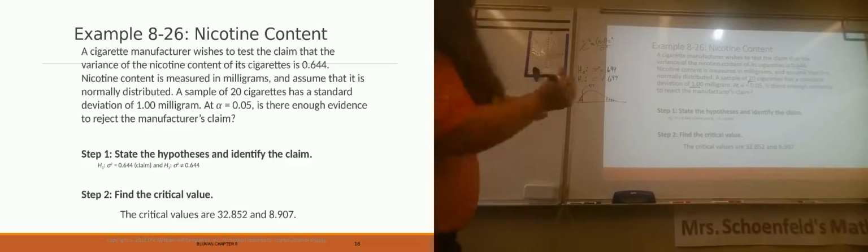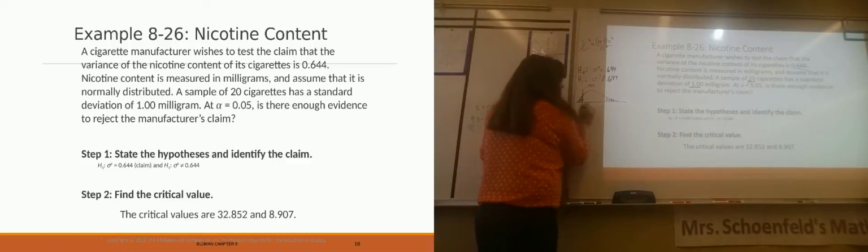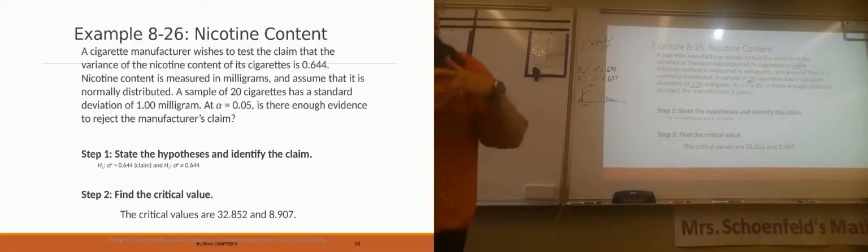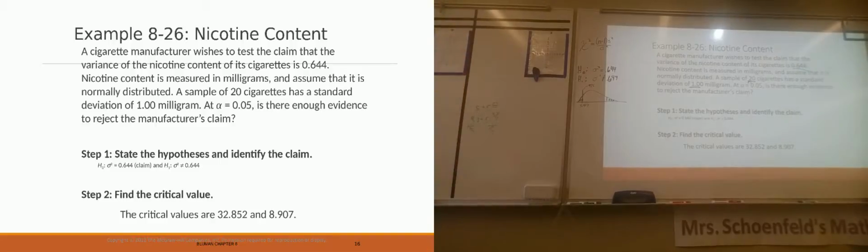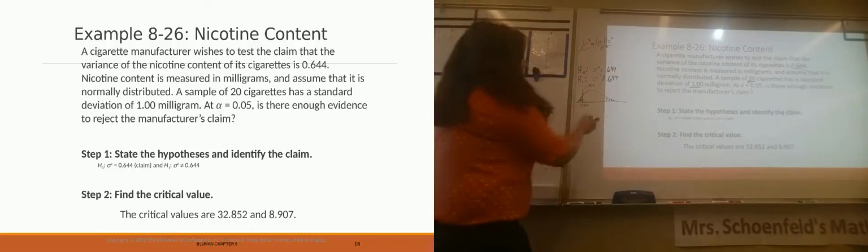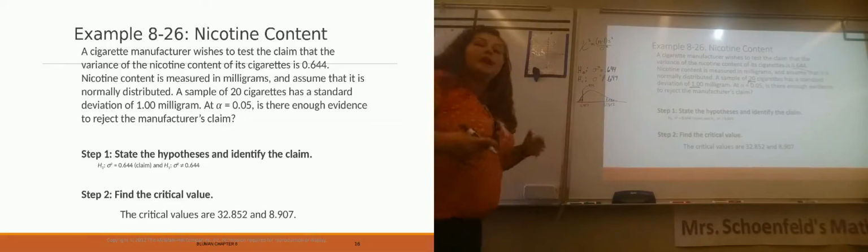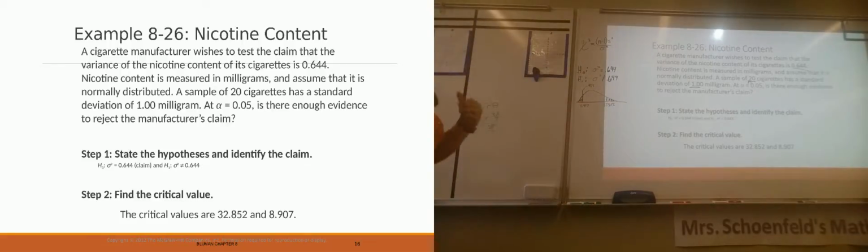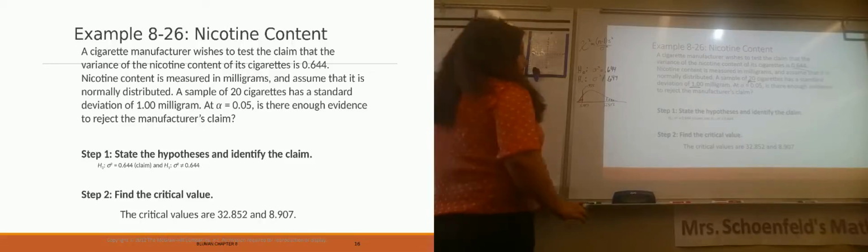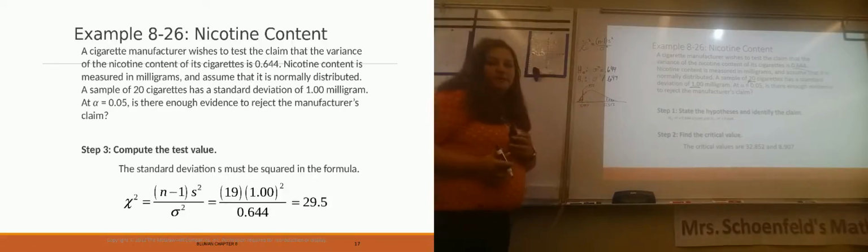We're going to write that on our graph, 8.907. The other number is still on that 19 row and 0.025: 32.852. And that's what they have. So just make sure you can check your answers. Now we need to know where this 1 is going to be. So we're going to have to compute the test value.